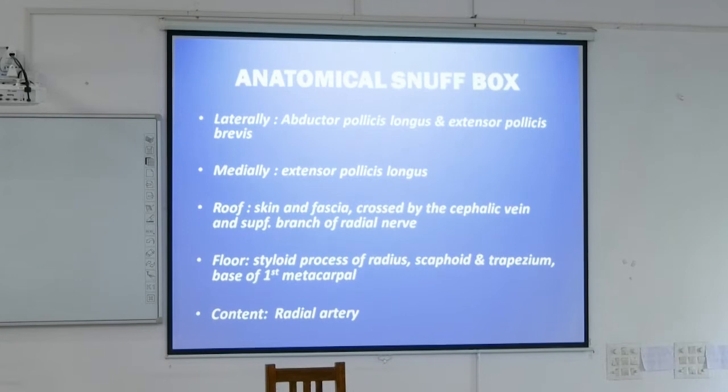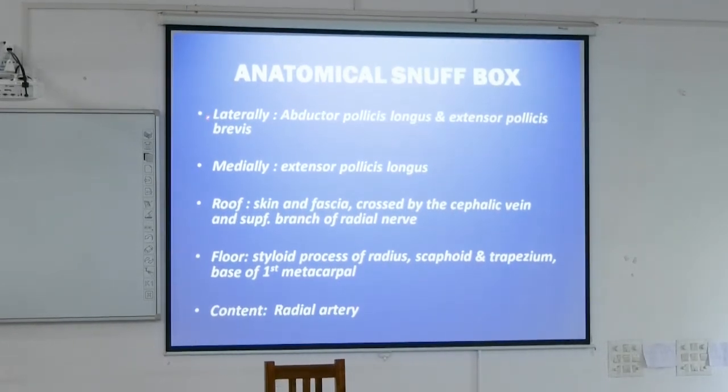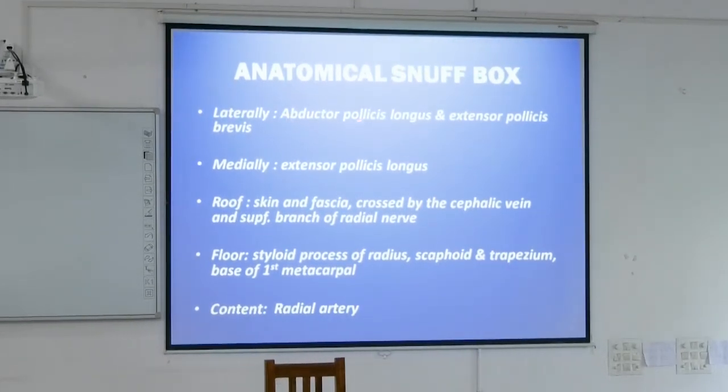Now, laterally, abductor pollicis longus and extensor pollicis brevis. Medially, extensor pollicis longus. Roof, skin and fascia crossed by the cephalic vein and superficial branch of the radial nerve. Floor, styloid process of the radius, scaphoid and trapezium, and base of the metacarpal bone.